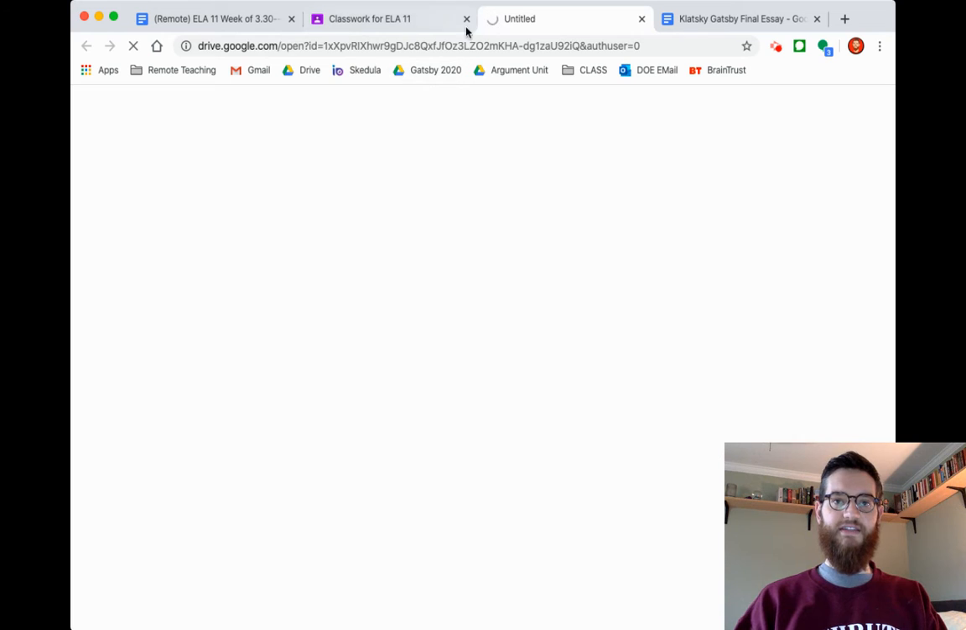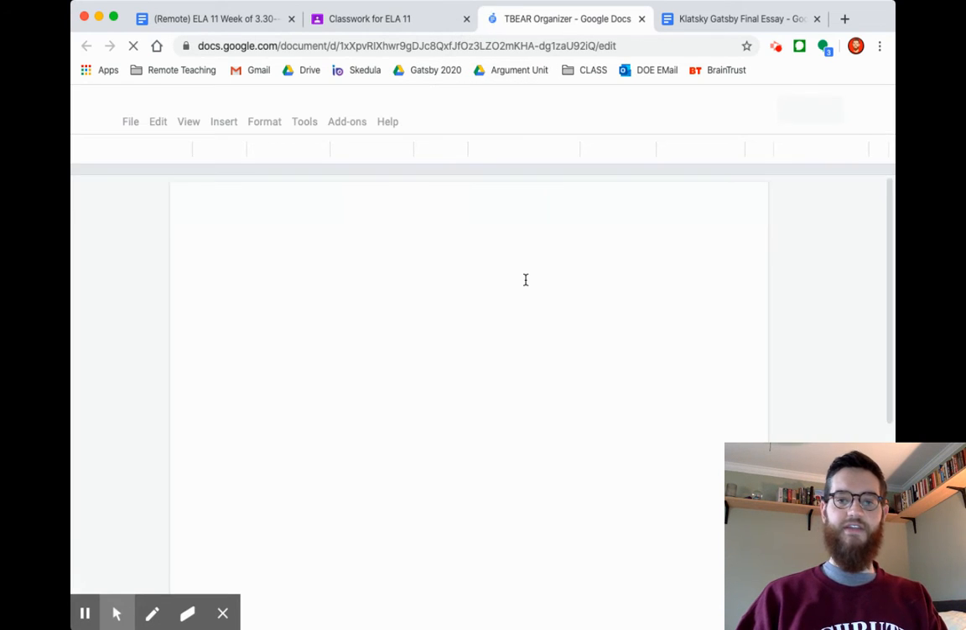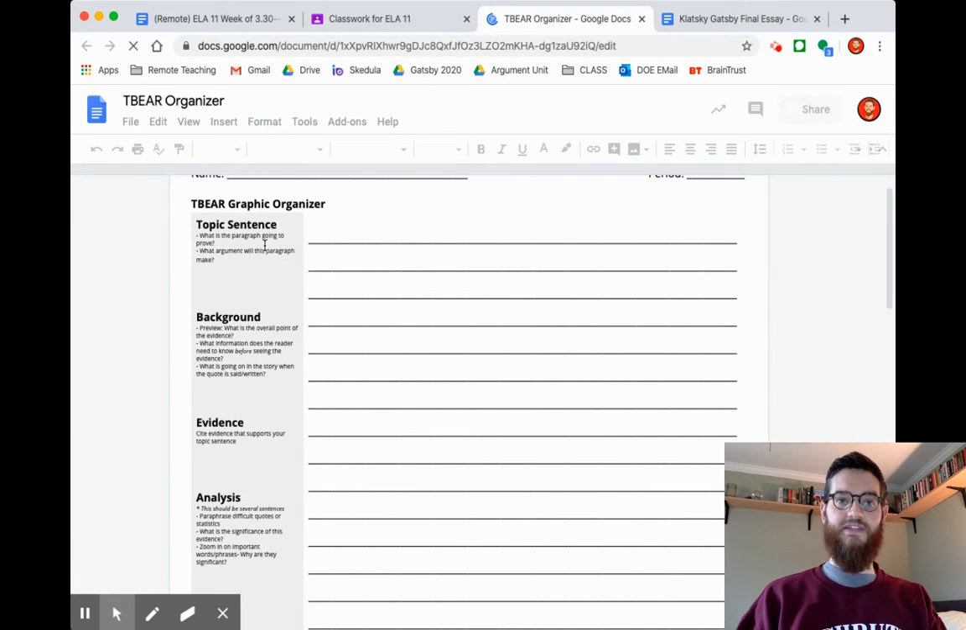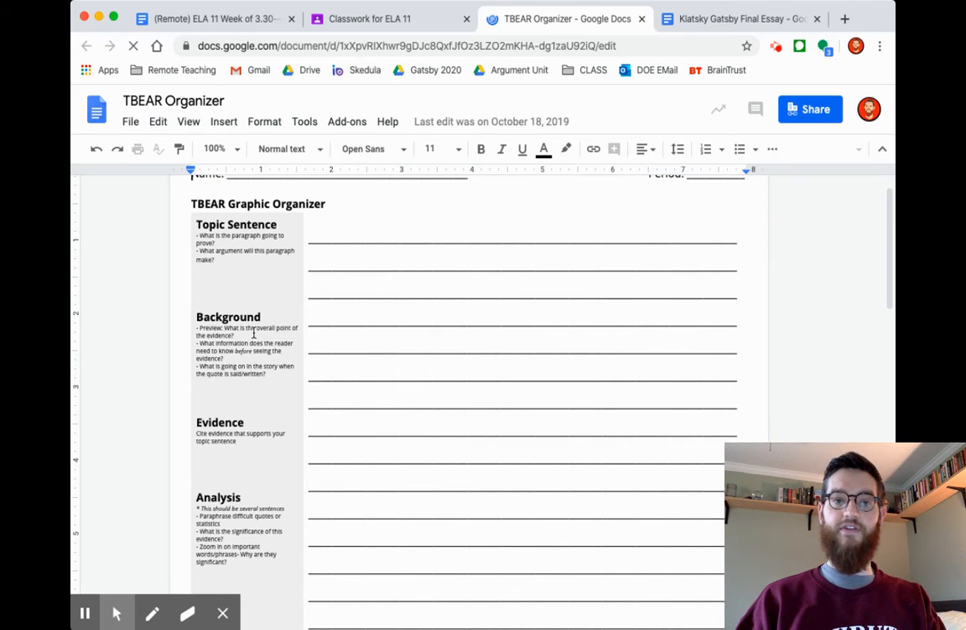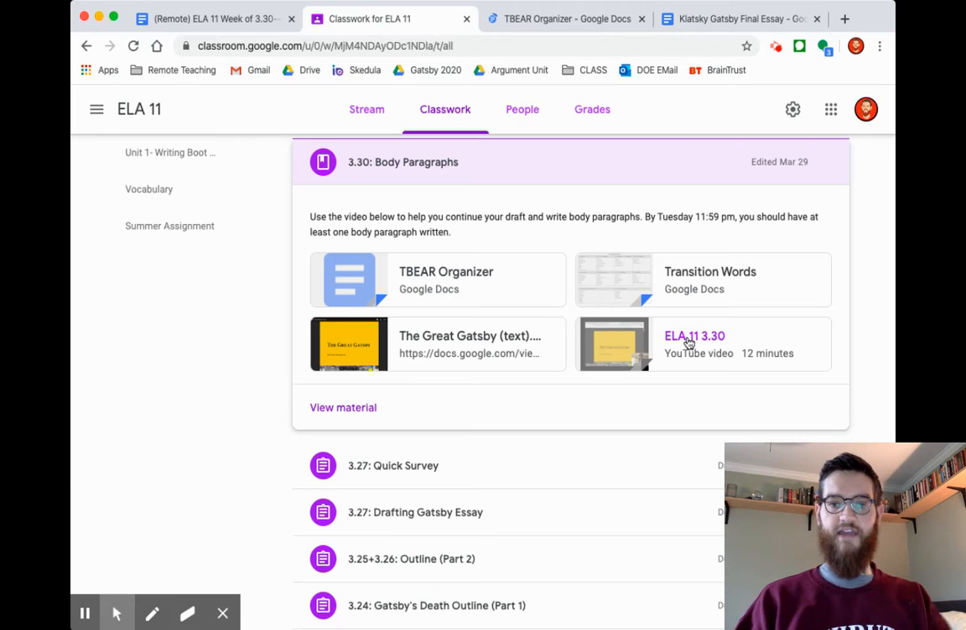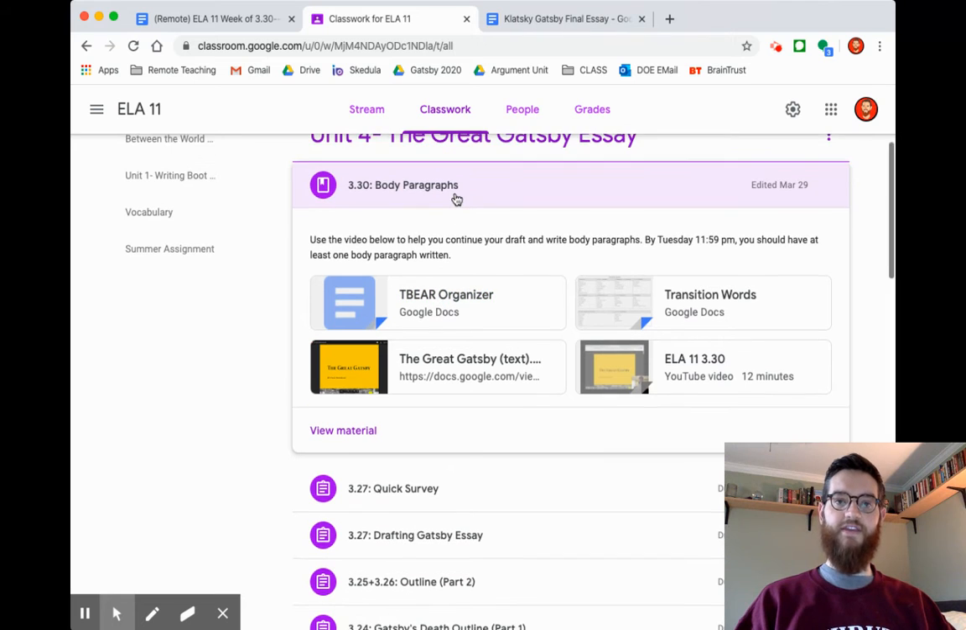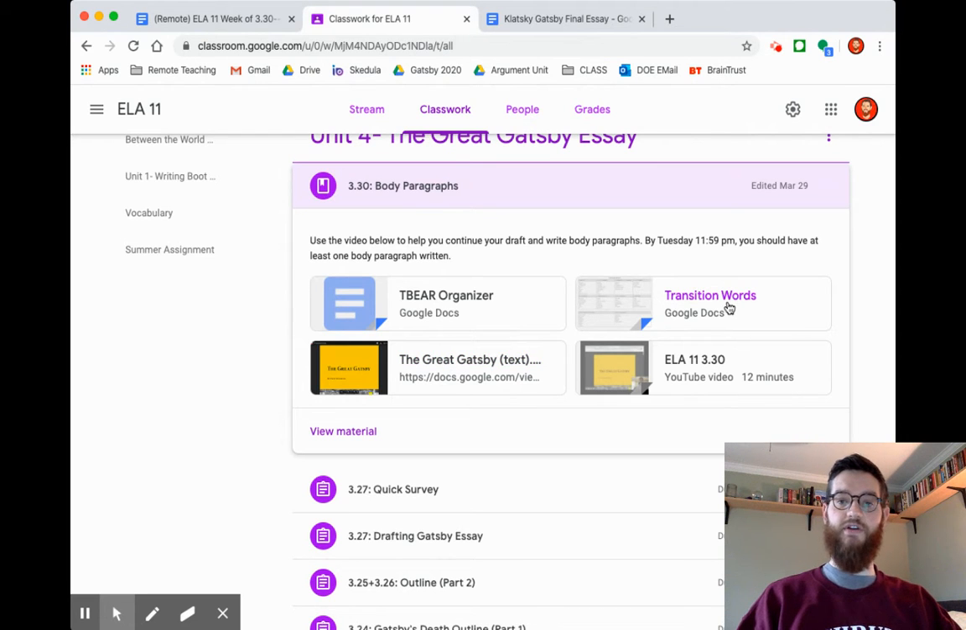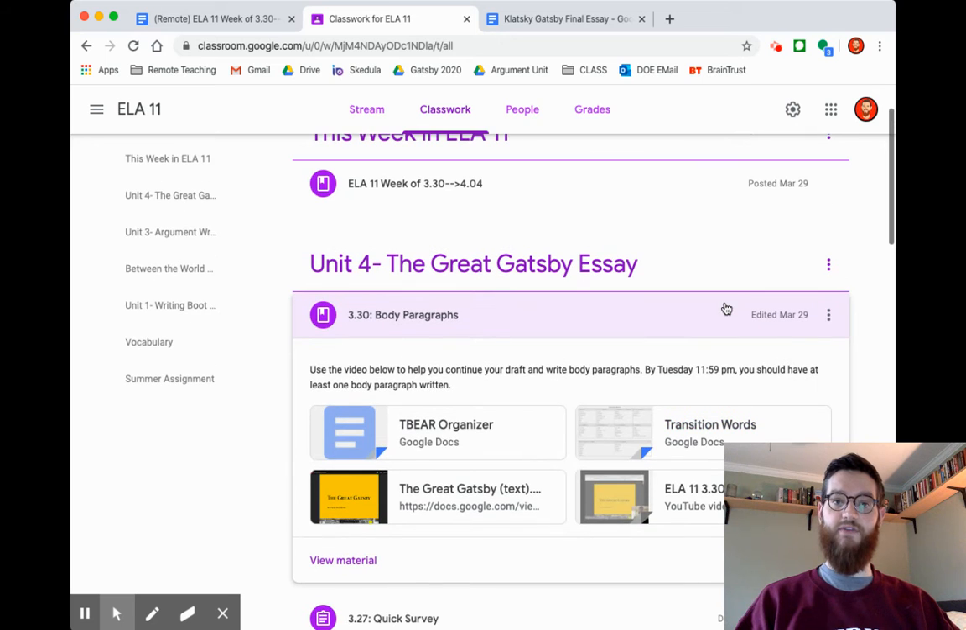The first thing is the T-Bear organizer. So this is an organizer that shows you the steps in a body paragraph. So if you follow this, you're going to have solid body paragraphs, but there's also a video here titled ELA 330, and that will show you how to use the T-Bear organizer a bit more. The other things that I posted on the 30th were a full text of The Great Gatsby in case you need to get quotes and you don't have your book, and transition words. If you're looking for a specific quote and you can't find it, please email me and I will get it to you.